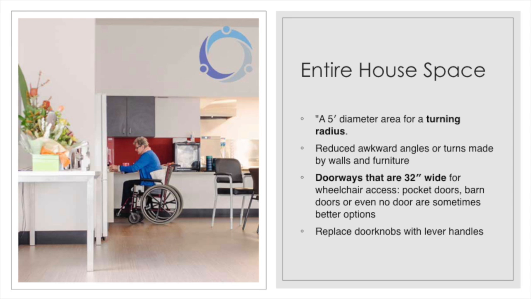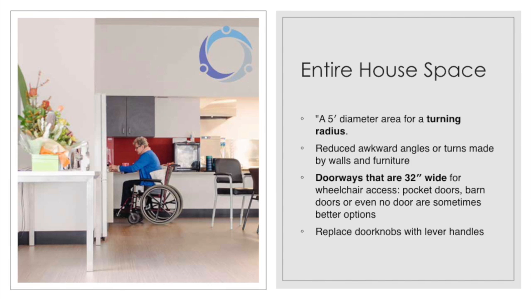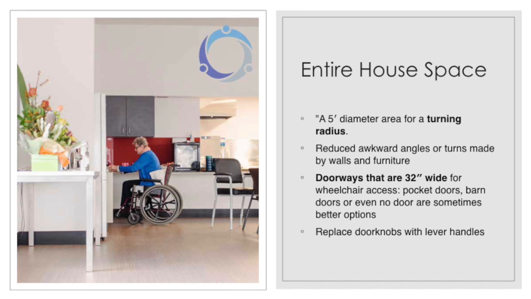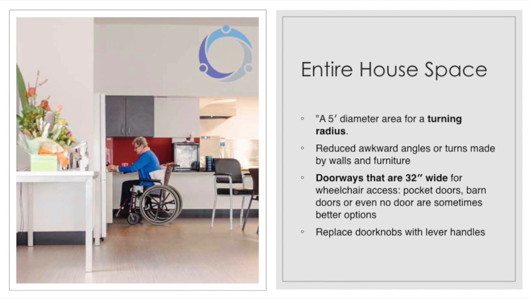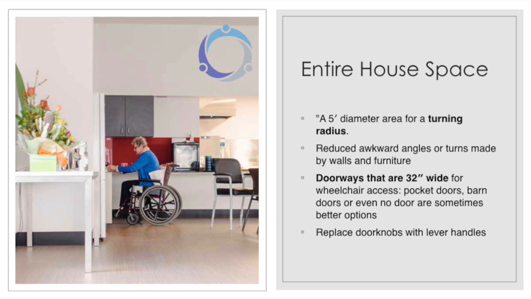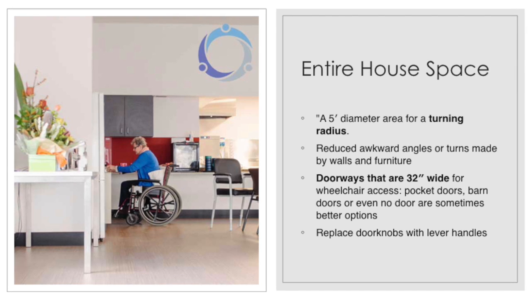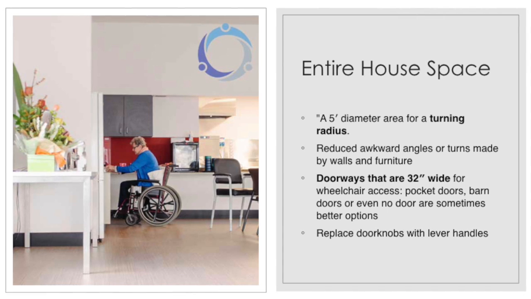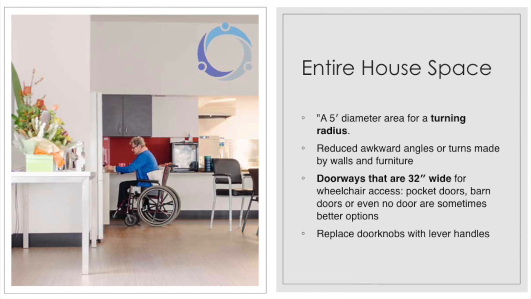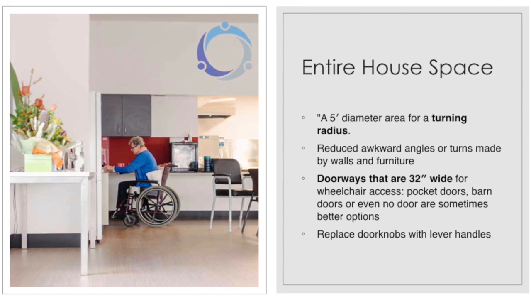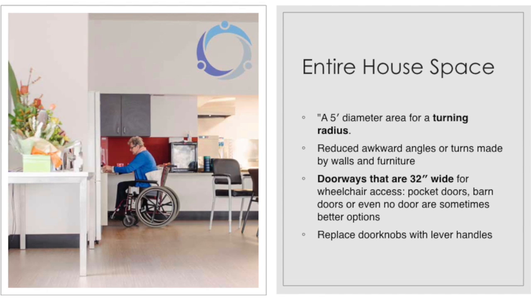And so, just as an overview of living space, there's just always things to keep in mind, like turning radius and trying to reduce awkward angles and turns that can be caused sometimes by furniture or even just the way that doors are set up. And doorways, too, as we've mentioned before, have to be a certain width. It's actually 32 inches wide for the standard wheelchair width.